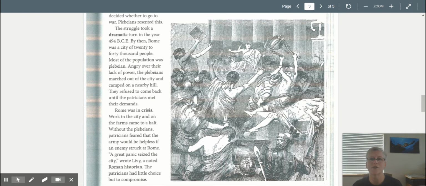The struggle took a dramatic turn in the year 494 BCE. By then, Rome was a city of 20 to 40,000 people. Most of the population was plebeian. Angry over their lack of power, the plebeians marched out of the city and camped on a nearby hill. They refused to come back until the patricians met their demands.